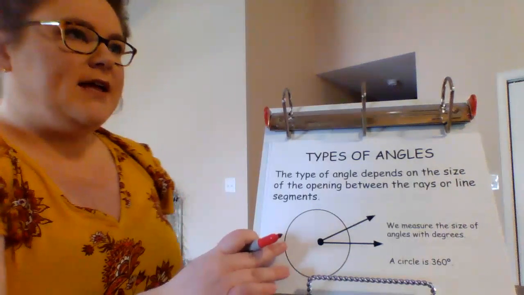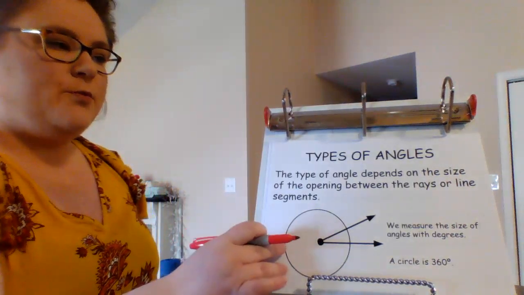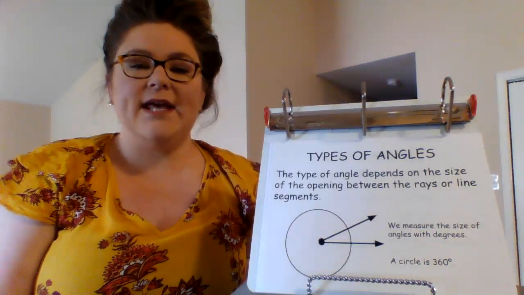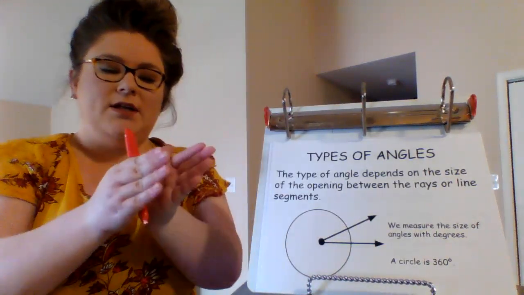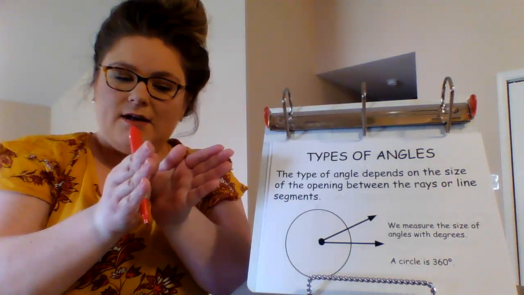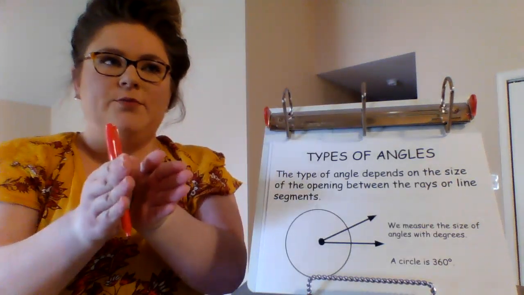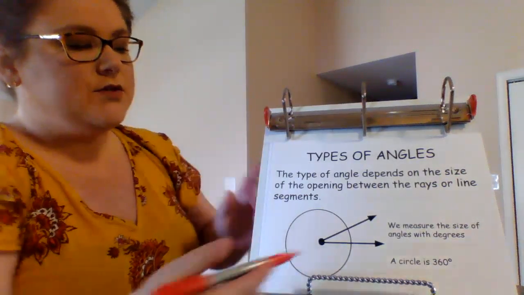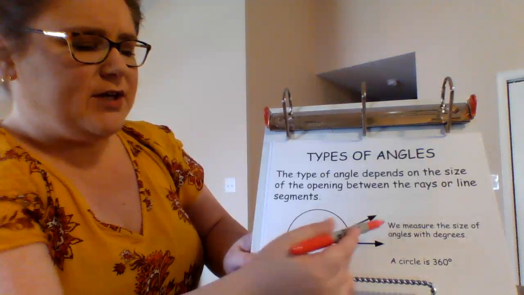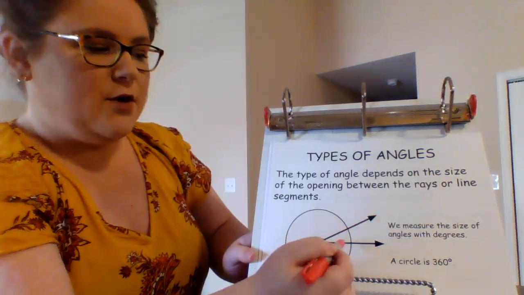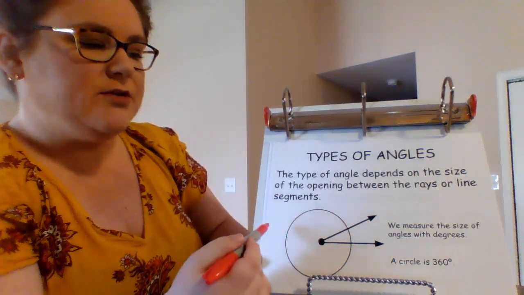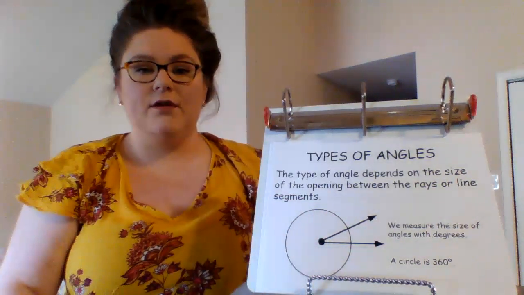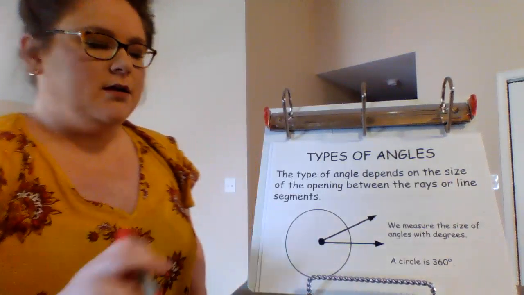So the type of angle depends on the size of the opening between the rays or the lines. Think about when you open a door or a cabinet. If you only open it a little, like a little creak, it's going to be a tiny opening. If you open the door all the way, it's going to be a wider opening. So we are going to look at the size of the opening. A circle is a whole 360 degrees, and we measure angles with amounts of degrees.